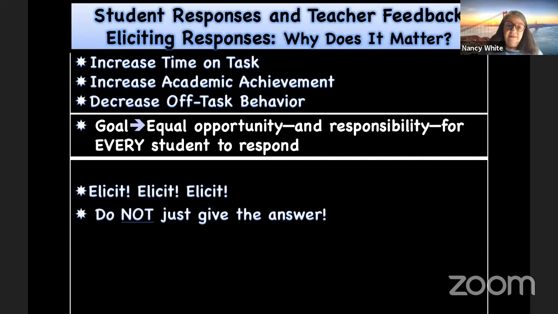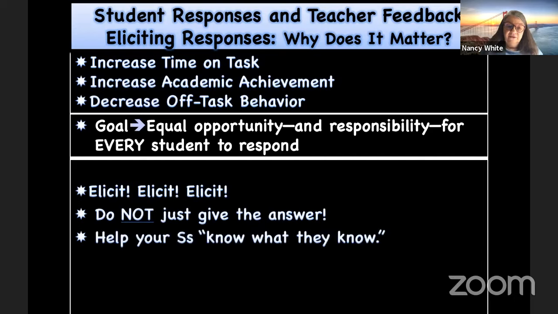Elicit, elicit, elicit. Do not just give the answer. Help your students know what they know. This is a story of the first day of a high school class many, many years ago in the summer. A student asked me a question, and rather than just tell him the answer, I asked him other questions in hopes of making him realize that he knew the answer, by asking him questions and pointing out places that he could look.